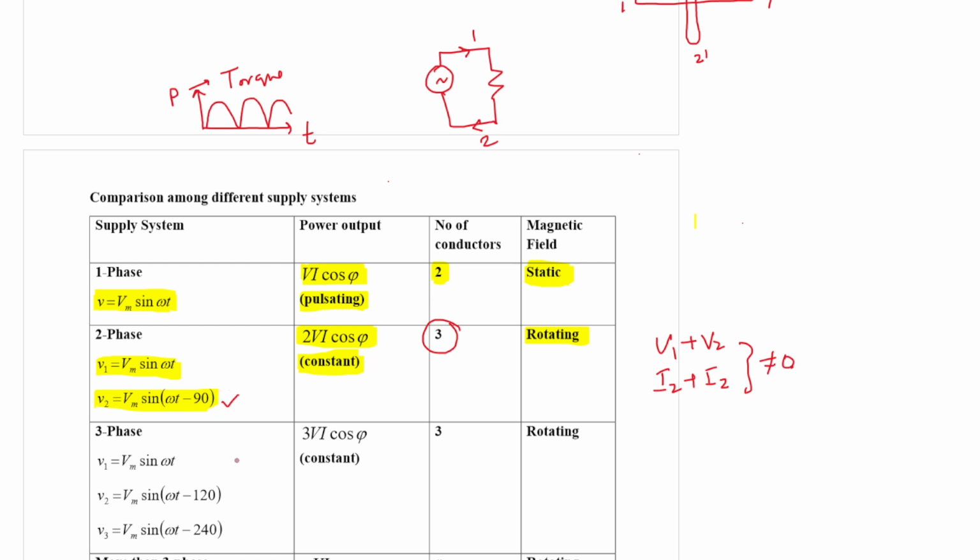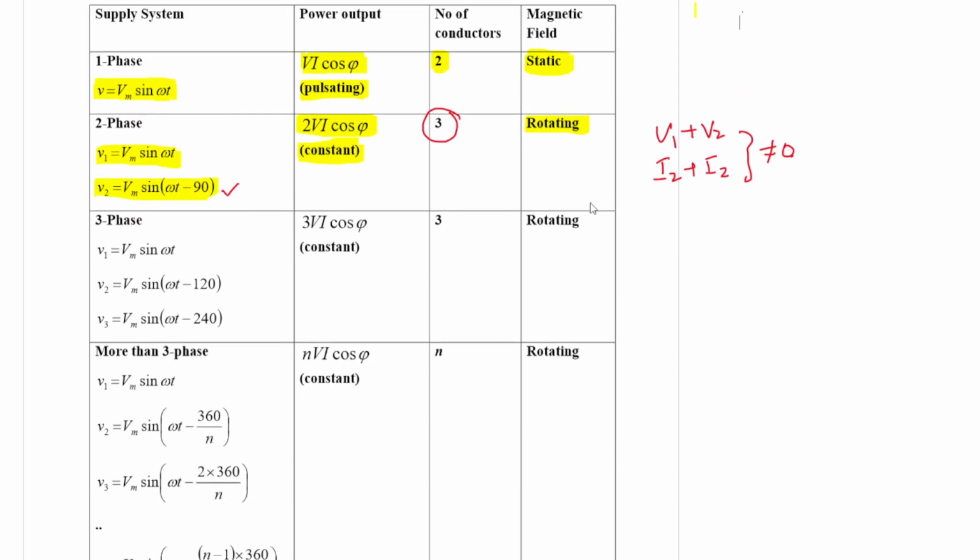So that is the one problem here with the two phase. Now with the three phase, first of all, for a balanced system, of course, we require three conductors. The power output is 3 V I cos phi, which is also constant. The EMF equations are like this, it is already explained. The magnetic fields of the three phase are rotating in nature.